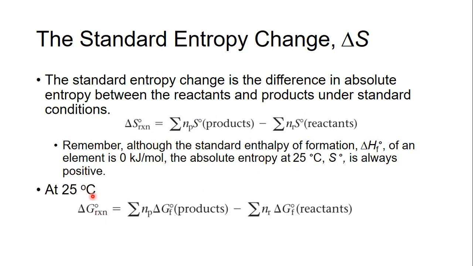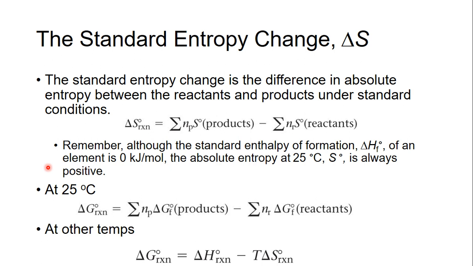So at 25C, if we want to see if something is spontaneous or not, this is a throwback to a previous video, we say the change in our Gibbs free energy is our products minus reactants. At other temperatures, we can find this out if we know our standard enthalpy of formation and our standard entropy. So delta G equals delta H minus T delta S, which is the equation we talked about. So now we've talked about, throughout chemistry, all the different ways we can measure delta G, which is very important because, again, it is telling us whether a reaction will be spontaneous or not under certain conditions.